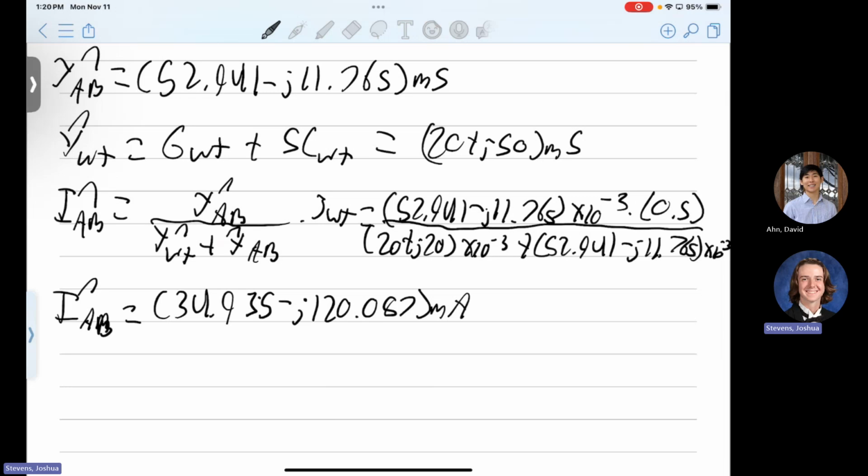It's all good. The polar form of YAB. Yes. Does that say 52.941 minus j 11.765? 52.941 minus j 11.765. Okay, you're good. I didn't really hear exactly what you said, so I just thought I might read it out.